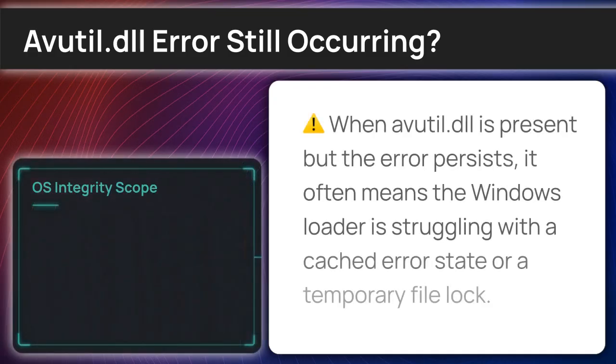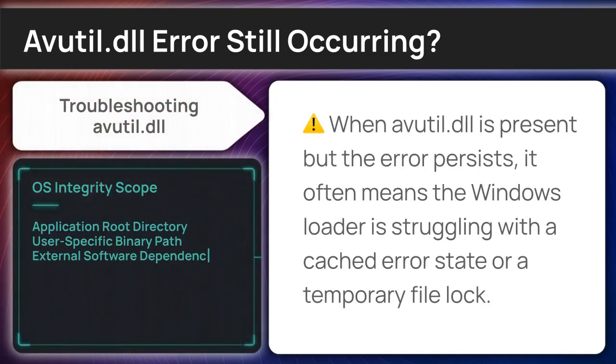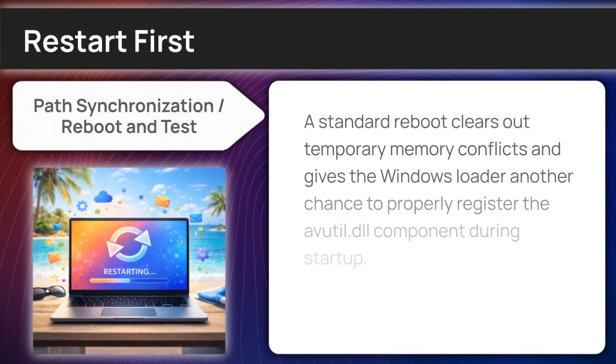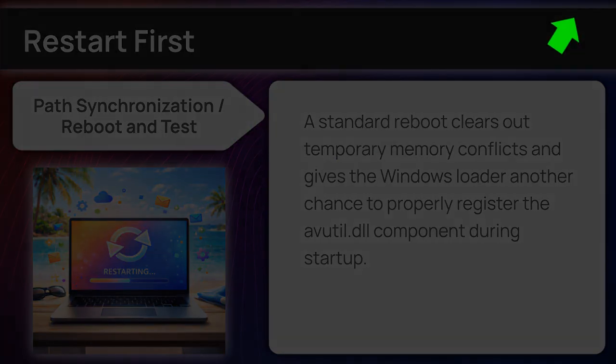If you're still seeing the missing file notification, we should attempt to force a synchronization between the software and the OS. A standard reboot clears out temporary memory conflicts and gives the Windows loader another chance to properly register the Avutil component during startup.